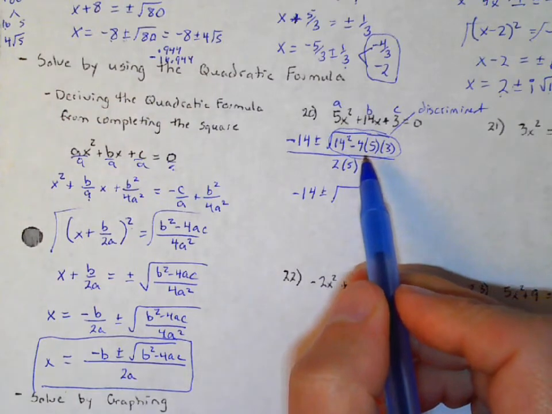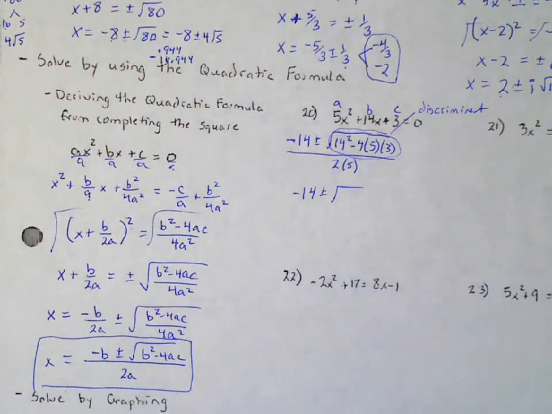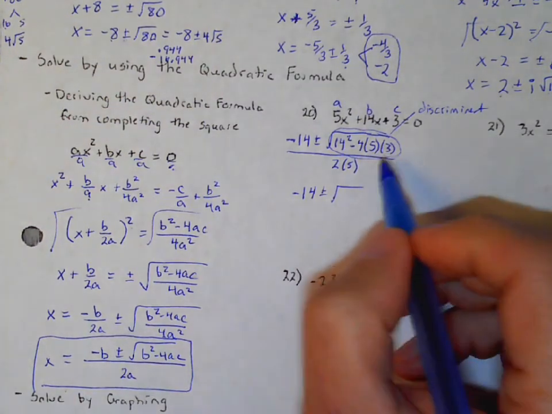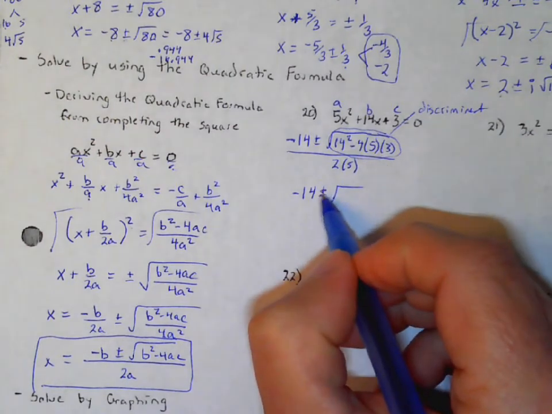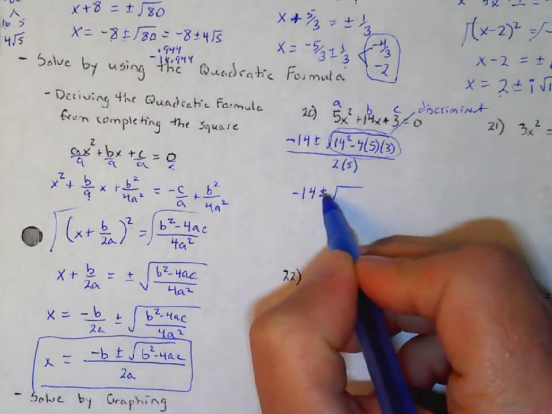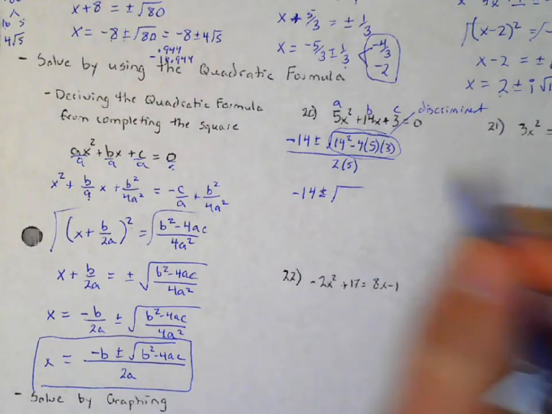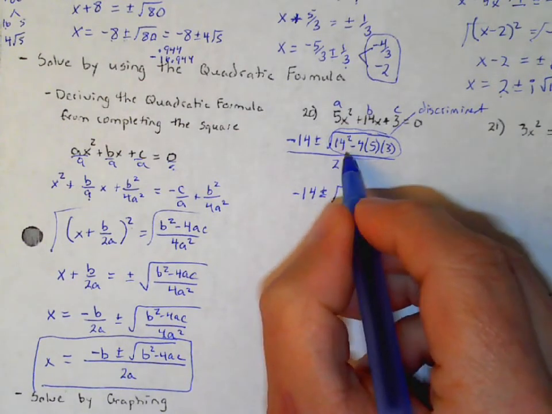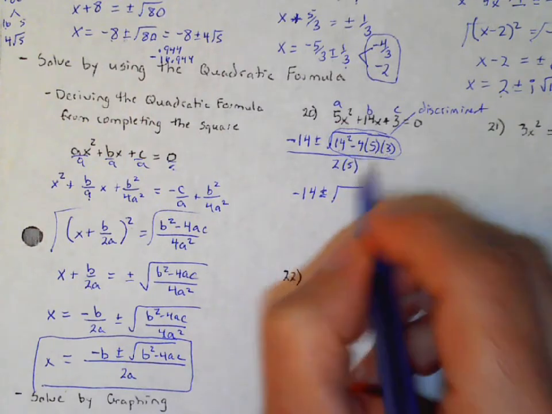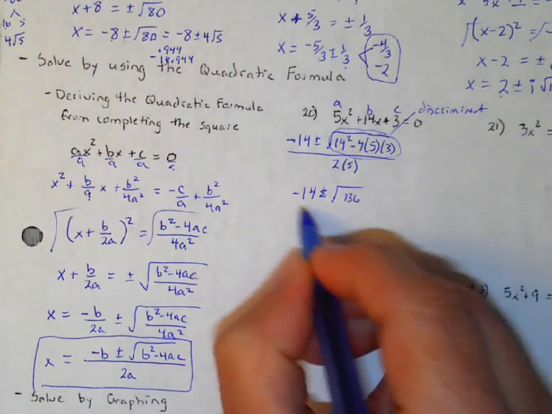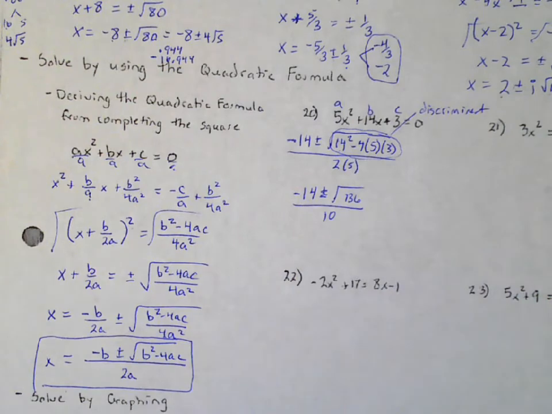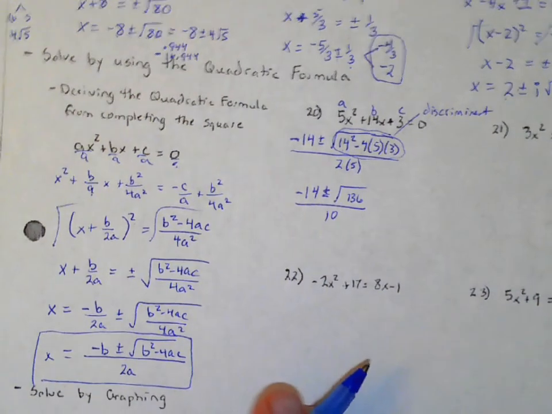Okay, if it's positive, and we'll talk about that later, but back in Algebra 1 and Algebra 2, if it's positive, you get 2 answers because you get plus or minus. If it's 0, plus or minus, you get the same answer. And if it's negative, you get imaginary answers. Okay, but anyway, 14 squared minus 4 times 5 times 3 is 136. And 10 on the bottom, so I want to see that step.